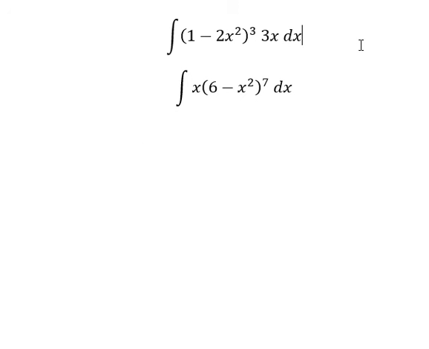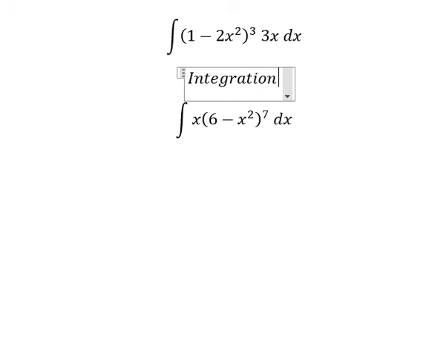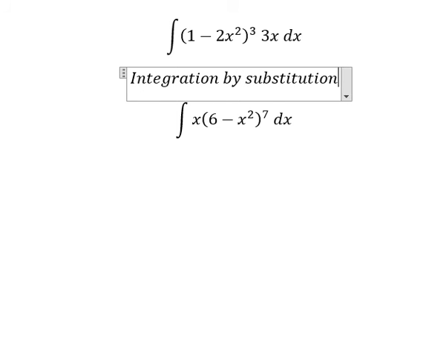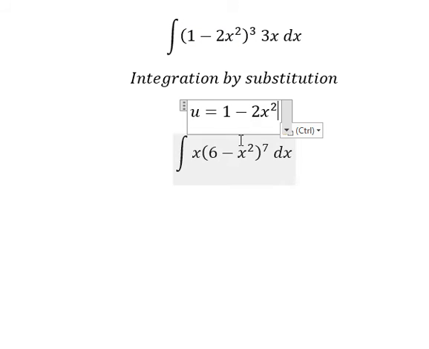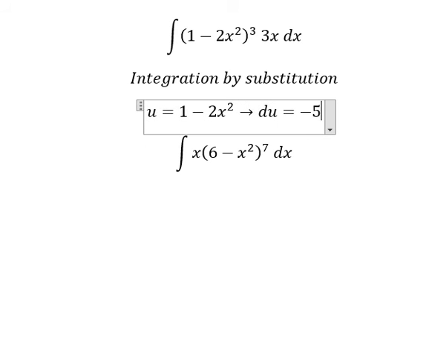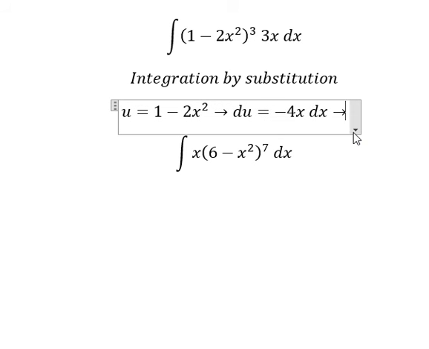Question number 2. We need to use integration by substitution. So I will put u equals to this one. So we first do the derivative for both sides. So we have negative 4s ds. Because we don't have negative number 4, we divide both sides by negative number 4.